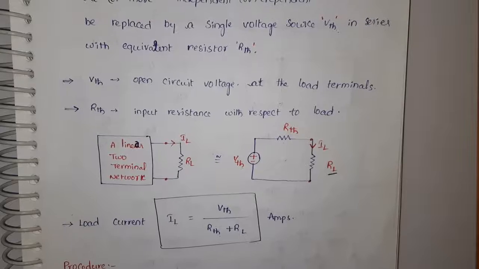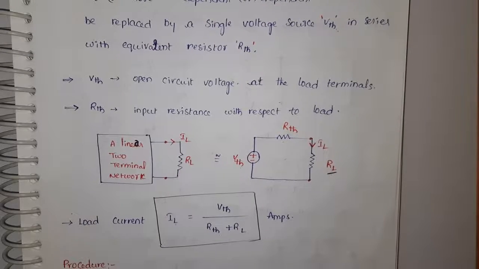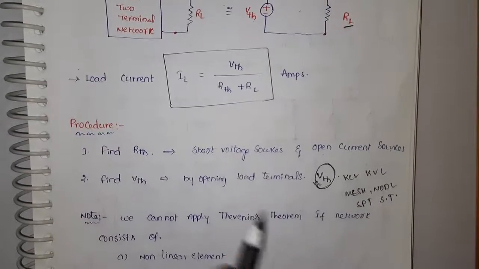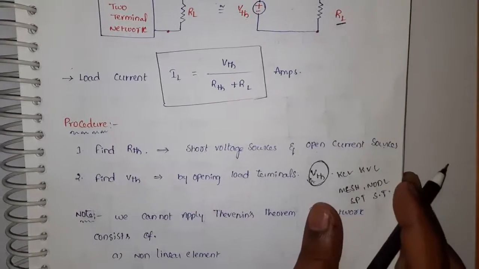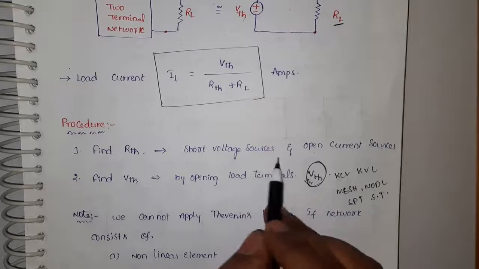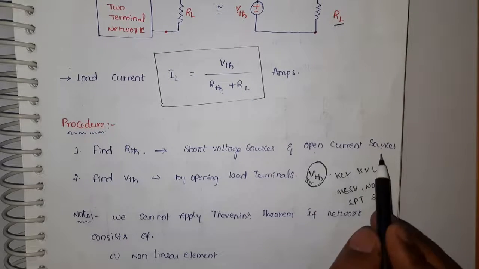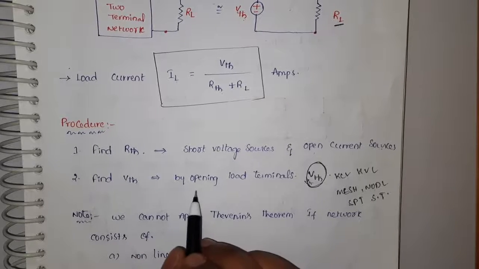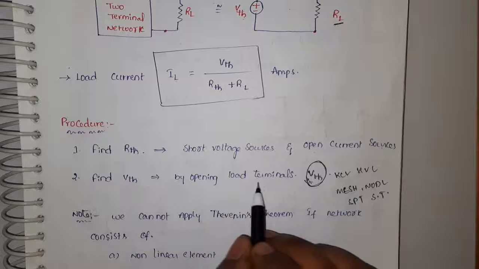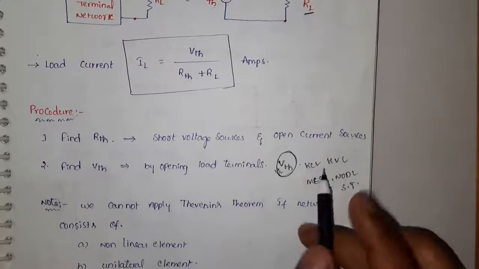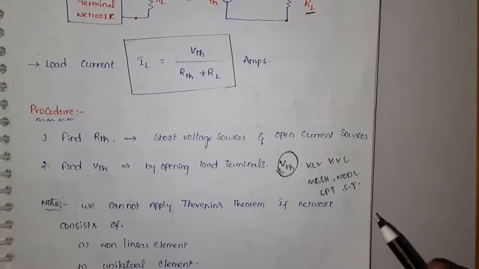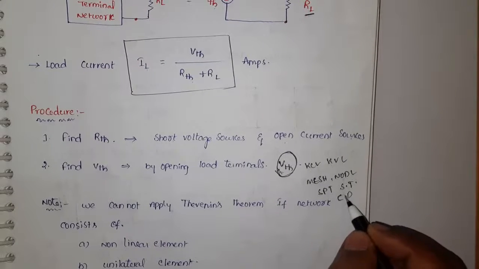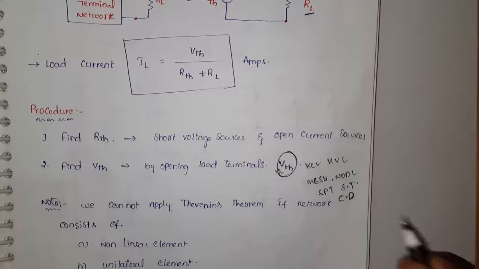Let us move to the procedure to follow to solve the problems. Step 1 is to find the RTH. While finding the RTH, we must short voltage sources and open current sources. To find the VTH, that is step 2, we must open the load terminals, and by using KCL, KVL, superposition theorem, source transformation, current division, voltage division, we use these techniques to find VTH.